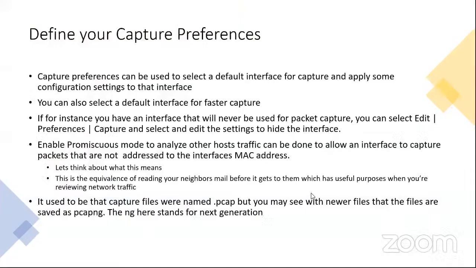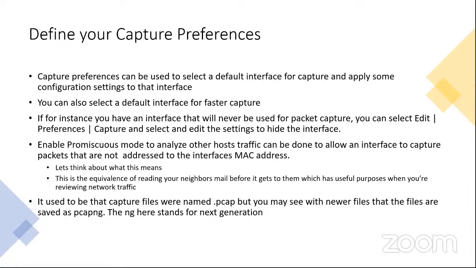All right, so you can define your capture preferences to select the default interface for capture. So again, if you only cared about Wi-Fi, then you'd want your capture to focus on Wi-Fi. You can also select a default interface for faster capture. So if 99% of the time you're looking at a specific interface, you can set that as the default.